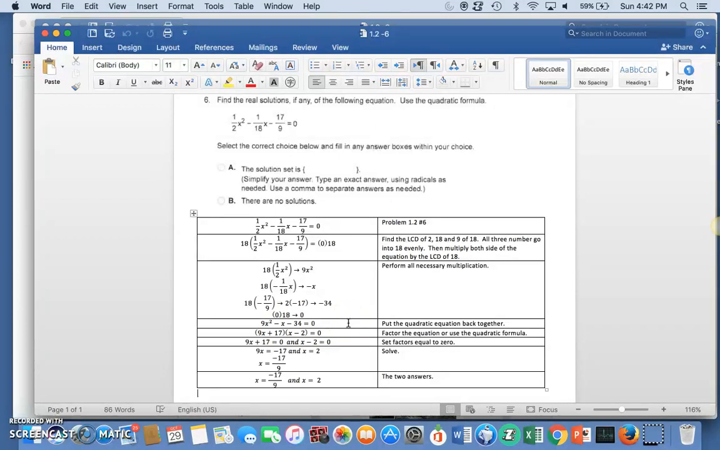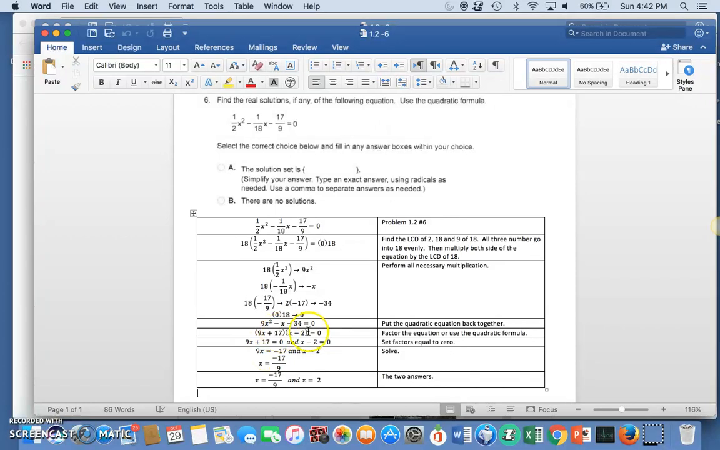Even though it says to use the quadratic formula, I always try to factor first. There's no way that my math lab will know whether you factored or completed the square or used the quadratic formula as far as that's concerned. So, first of all, 9x squared, I'm trying 9x and x. 34's only factors are 1 and 34 and 2 and 17. Let's do the 2 and 17.